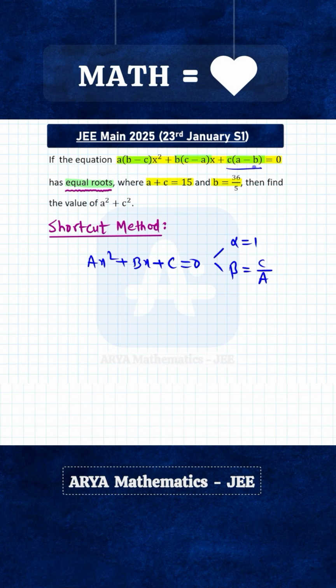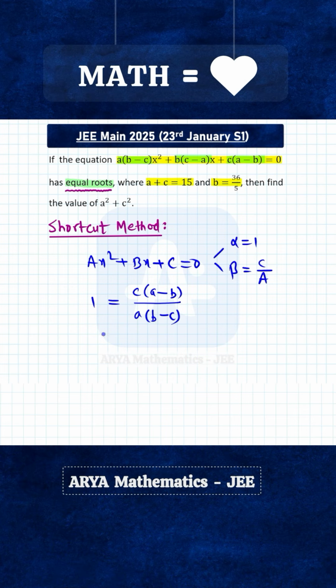Also, the other root will be the constant term divided by the coefficient of x square, and because it has equal roots, those two numbers will be equal. That means one root is 1, the other root is the constant term, that is c into a minus b, divided by a into b minus c. Now these two must be equal.